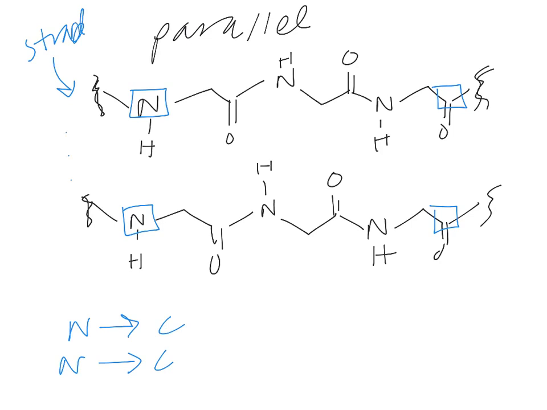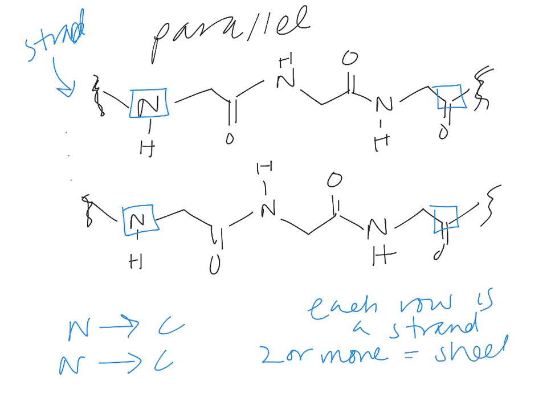I should have told you, each one of these is considered a strand, and when you put two or more strands together, you get a sheet. So each row is a strand. Two or more together are sheets. Okay, so the hydrogen bonds, where are they? They're actually at a diagonal. I think I told you in class or in a previous video that we would have an example of hydrogen bonds that weren't perfectly lined up, that were off diagonal, and this is your example right here.